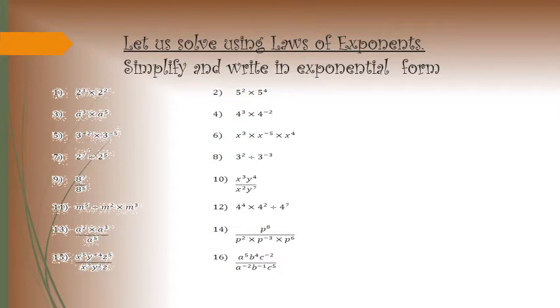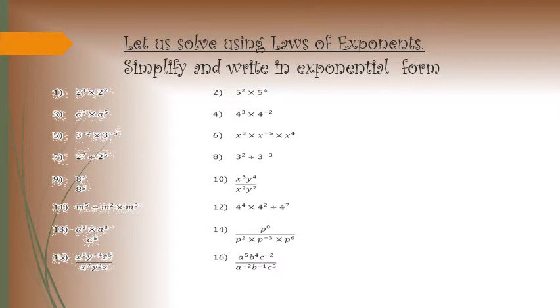Fourth one, 4 raised to 3 into 4 raised to minus 2. As you see, here the base is the same, the power is different. So here also we can use the first law. So that's equal to 4 raised to 3 plus minus 2, which gives you 4 raised to 1, which is the same as 4. Fifth question, 3 raised to minus 2 into 3 raised to minus 5. So that's equal to 3 raised to minus 2 plus minus 5. That's equal to 3 raised to minus 7.